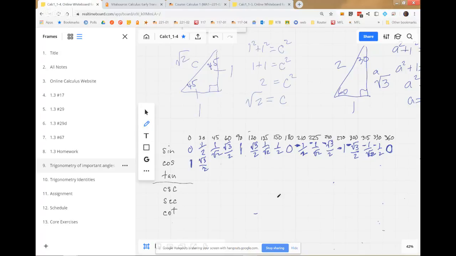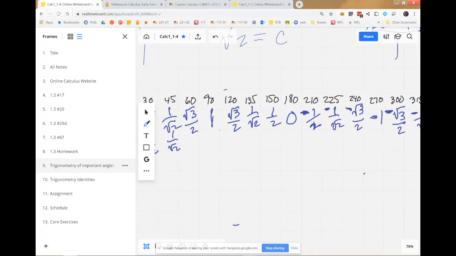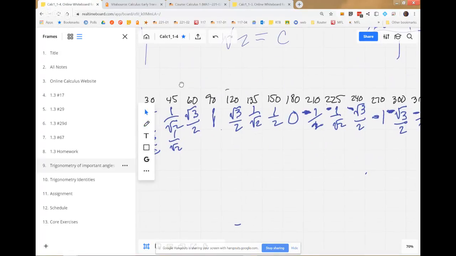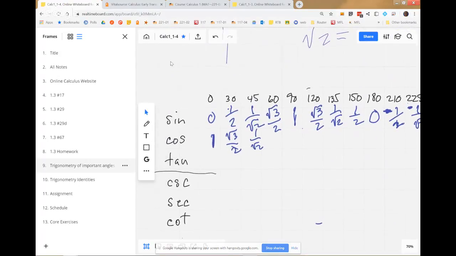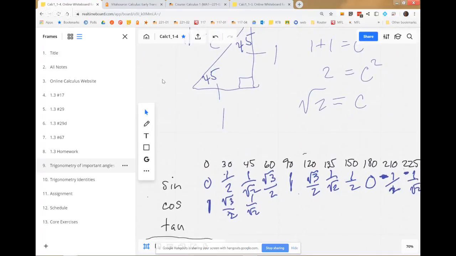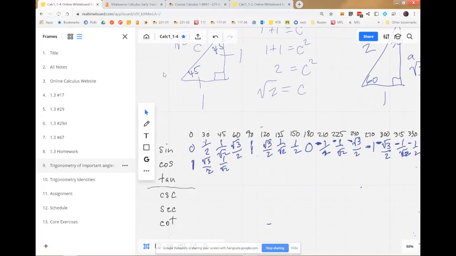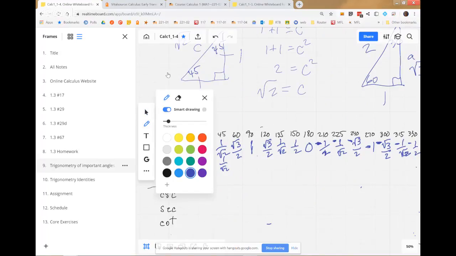Okay, sine of 45 degrees is 1 over the square root of 2. I'm going to make this a little bit bigger so I can write a little bit better. Okay. Cosine of 60 is 1/2. And we're still all in the first quadrant, so everything's positive.